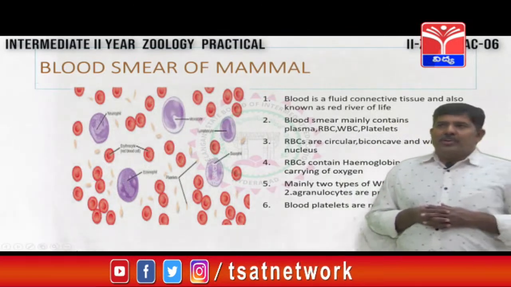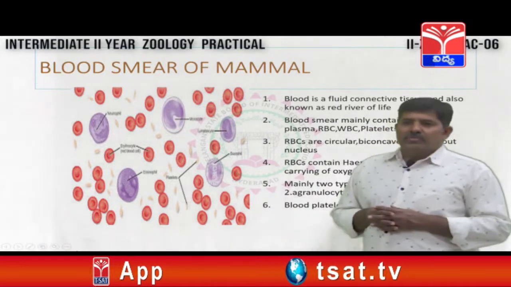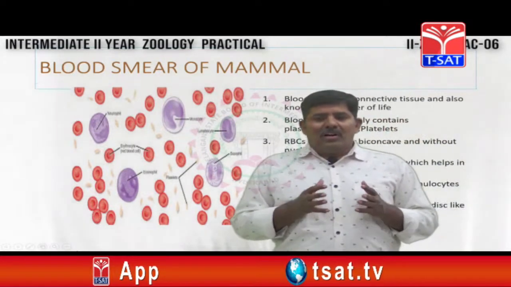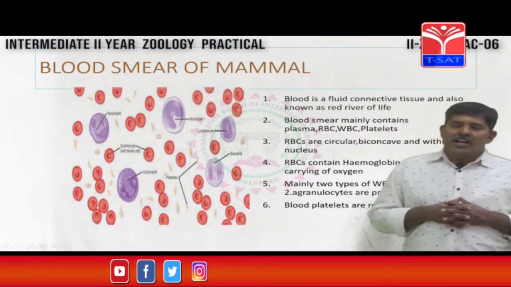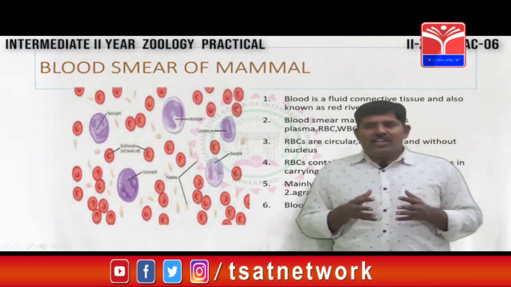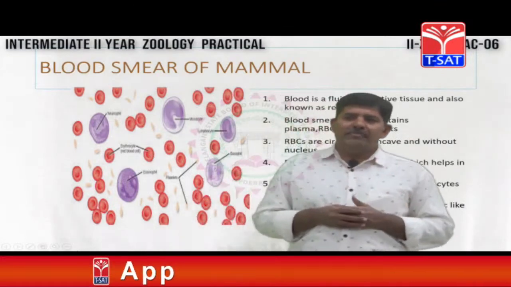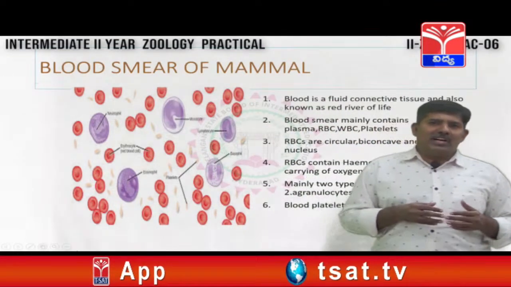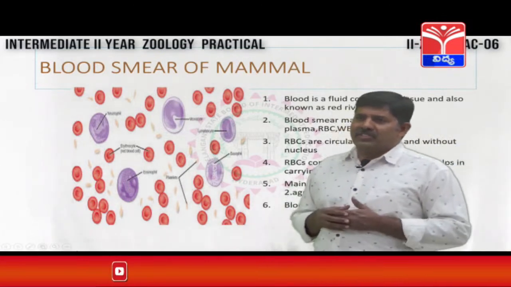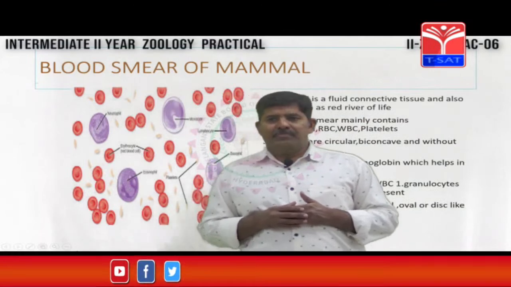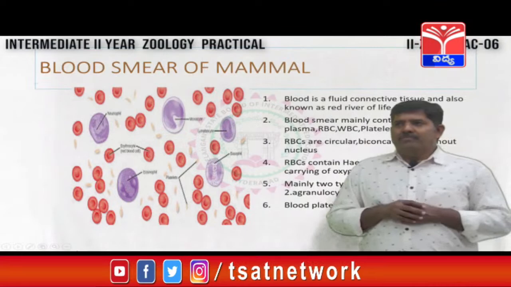And platelets are round and oval in shape. Platelets are useful for the clotting of the blood. WBC are useful for producing antibodies, and RBC are useful for the transport of gases, food and other things. So these are the main blood cells of mammals.